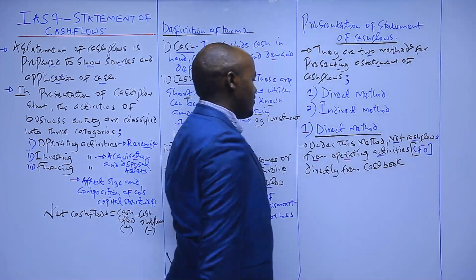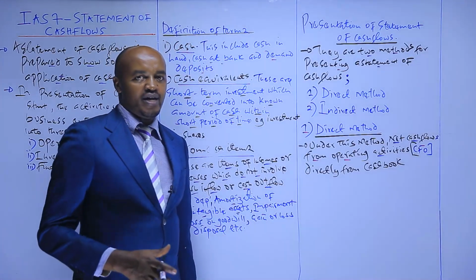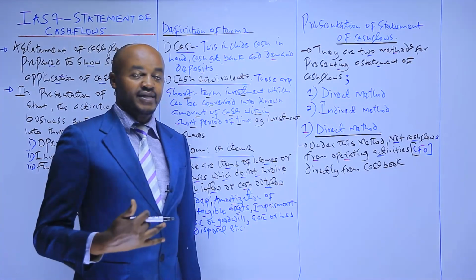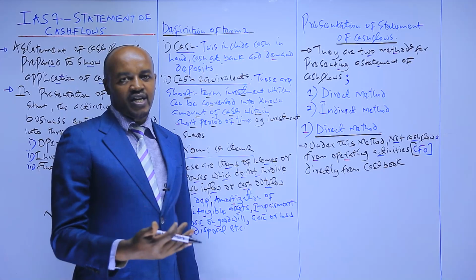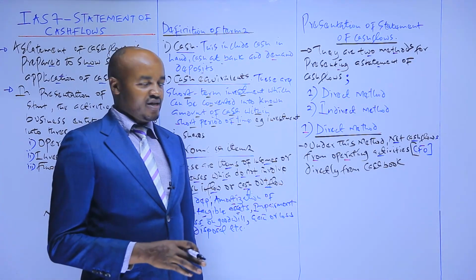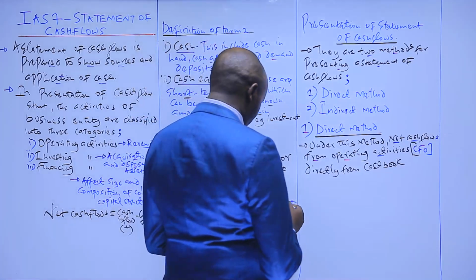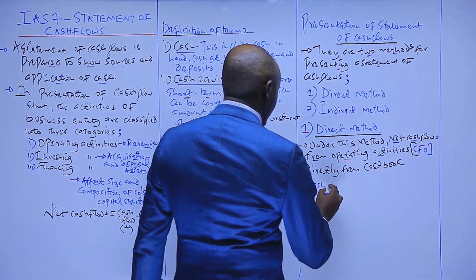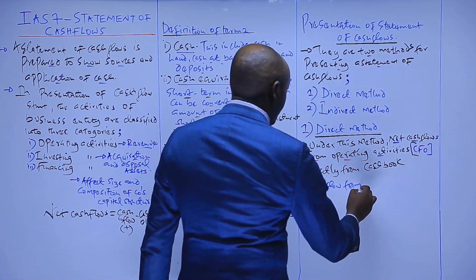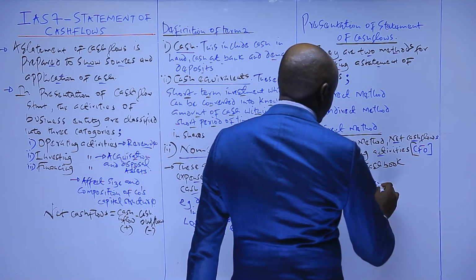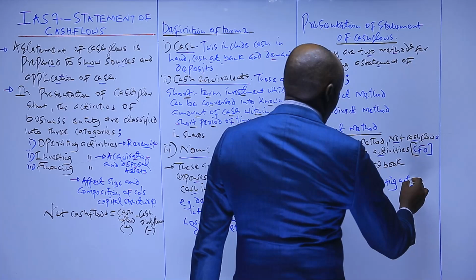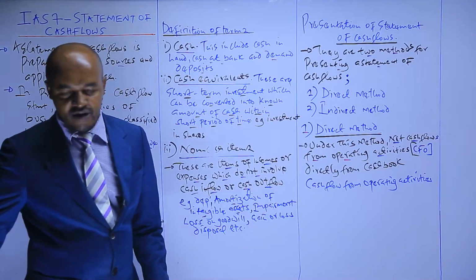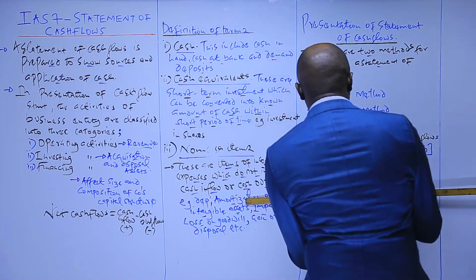So you go to the cash book, and one, you take into account the cash received from debtors or customers. You less the cash paid to the suppliers or creditors, and also you take into account the cash paid for operating expenses. So therefore, we can look at how we determine the cash flows from operating activities using this method, that is the direct method.